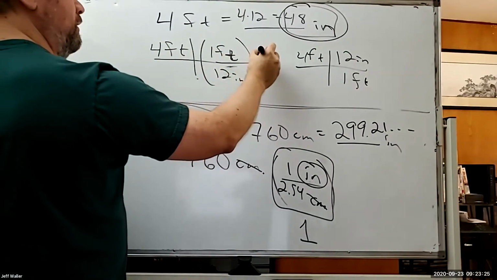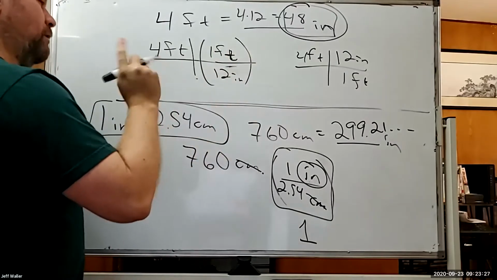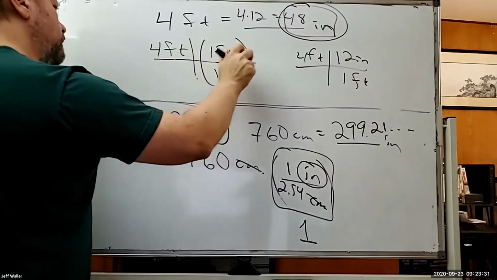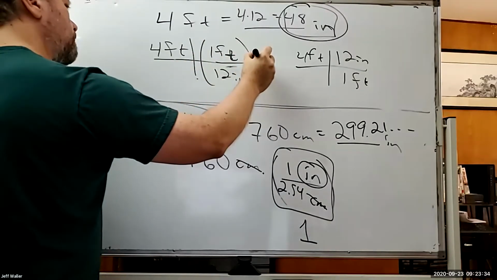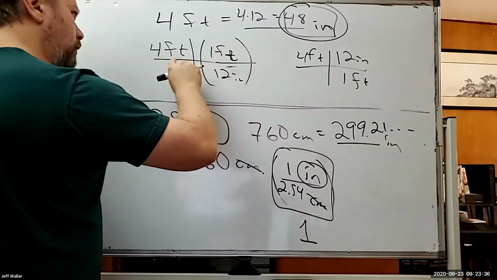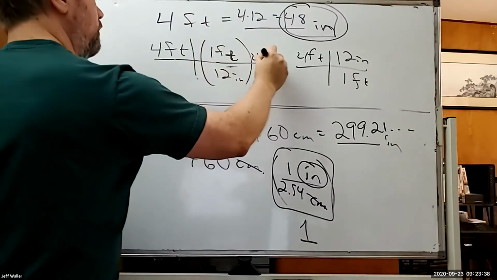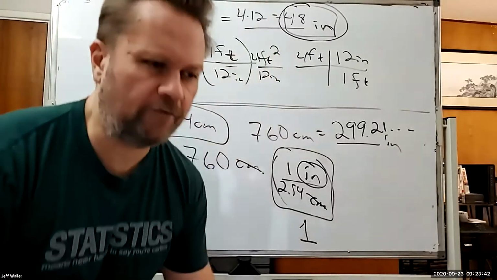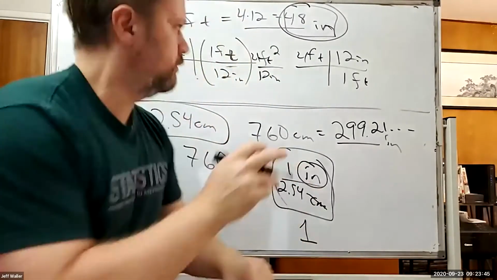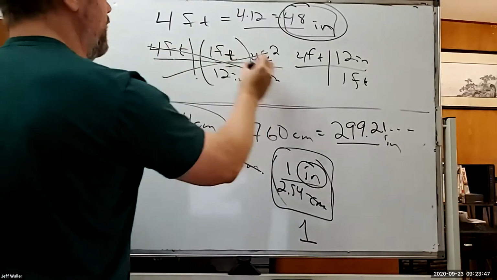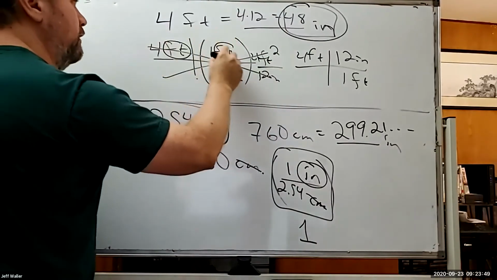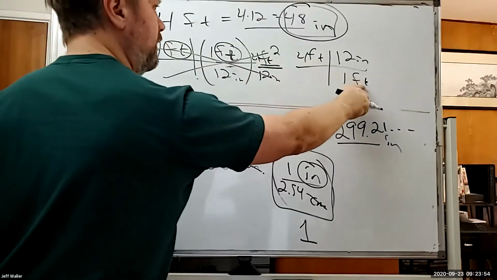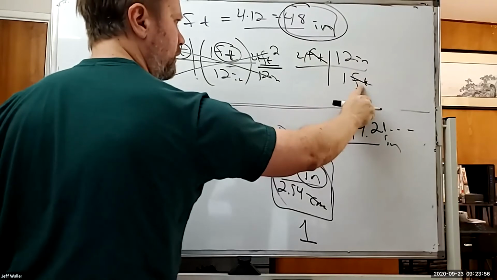4 feet times 1 foot is 4 feet squared. Thank you. All right, and then it would be divided by 12. Square feet per inch, that doesn't mean anything. So that's not the right way to set this up. Why not? Because I didn't make sure the feet canceled. I want the feet to cancel, so they got to be down there.